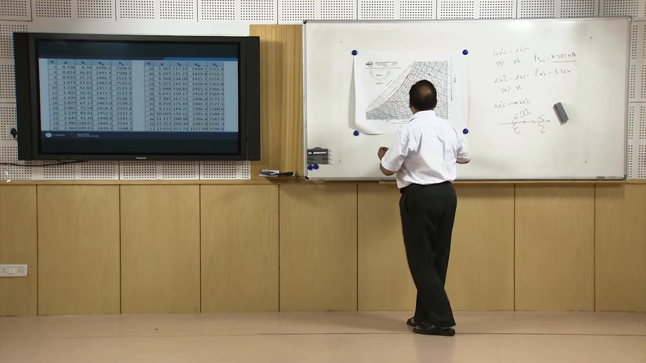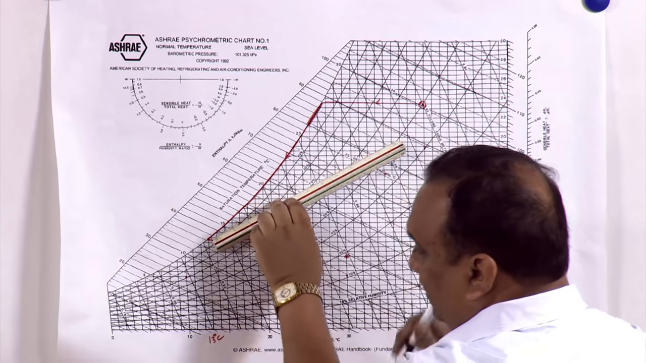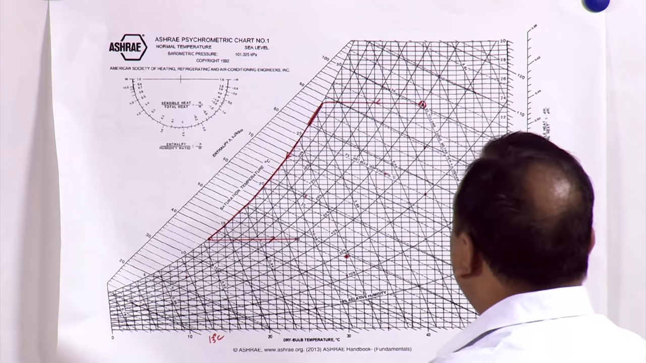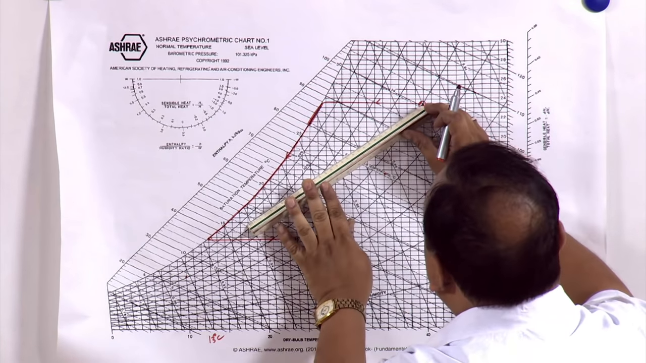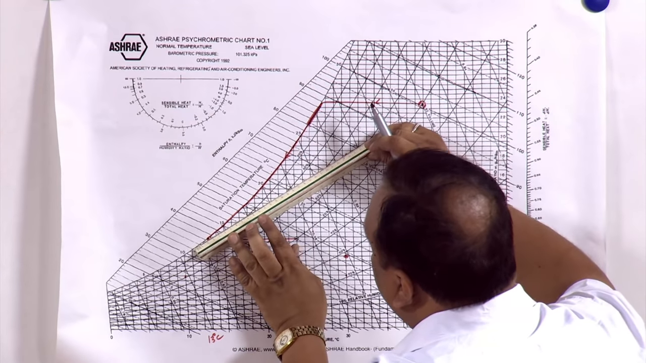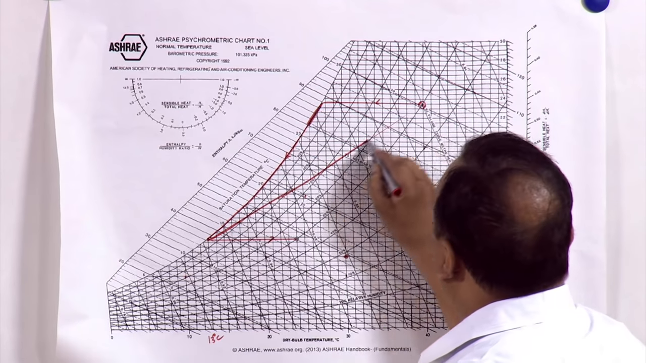Now, practically what we do, we simply join this. This is an imaginary process line, and sometimes for the sake of convenience of the calculations, these two points are joined together.